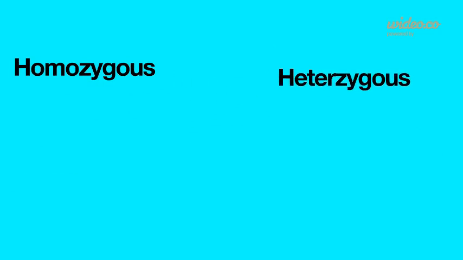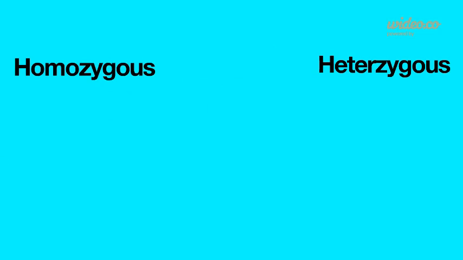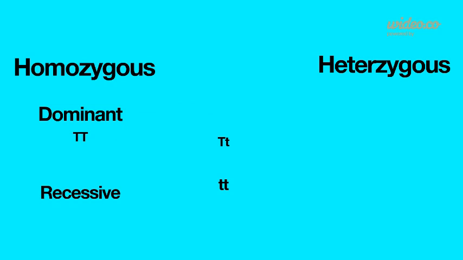The last two terms are homozygous and heterozygous. These terms refer to the genotype and whether both letters are capital or lowercase, or if it is the combination of the two. If homozygous, a genotype can be homozygous dominant, which means both letters are capital, so big T in our example. Or it can be homozygous recessive, which means both letters are lowercase, so little t in our example. If the genotype is heterozygous, then there will be one big T and one little t.